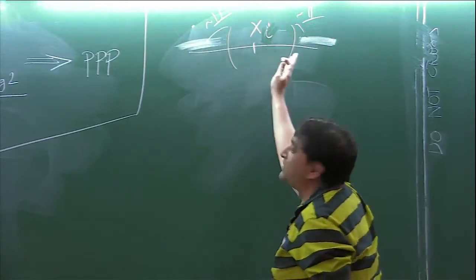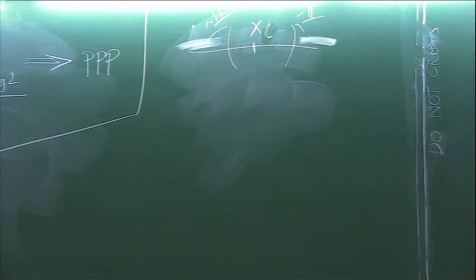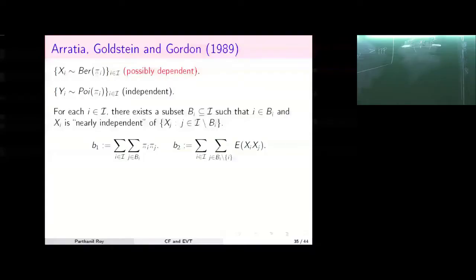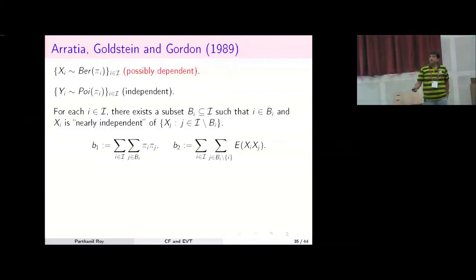So the only dependence is here. Of course, I have to make it precise. What do I mean by nearly independent? But roughly that's the idea. And then you define these sums, B1, B2, B3. B1 is just a double sum of the means, where i runs over all indices and j runs over the corresponding neighborhood of dependence.